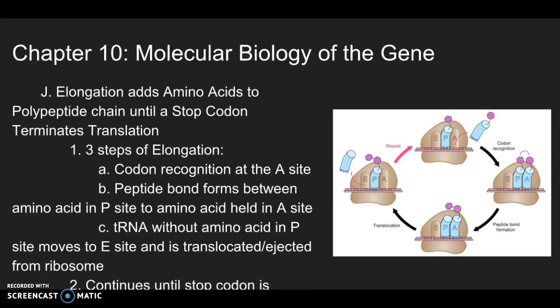Now, elongation is the process that adds amino acids to the polypeptide chain until it reaches the stop codon. So basically, in the process of elongation, the codon is going to be at the A site, and then it's going to move over to the P site so that the chain can elongate itself. This is the growing chain in this picture, and then once it's done being attached, it will exit through the E site.